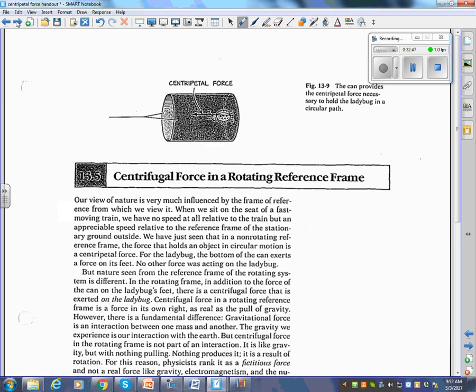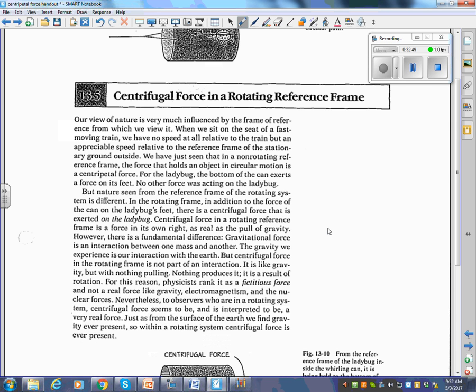All right. Our view of nature is very much influenced by the frame of reference from which we view it. Now it's starting to make sense to me. When we sit on the seat of a fast-moving train, we have no speed at all relative to the train, but an appreciable speed relative to the reference frame of the stationary ground outside. We have just seen that in a non-rotating reference frame, the force that holds an object in circular motion is a centripetal force. For the ladybug, the bottom of the can exerts a force on its feet. No other force was acting on the ladybug.